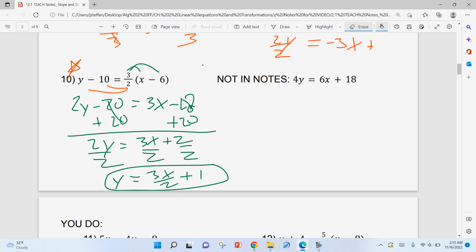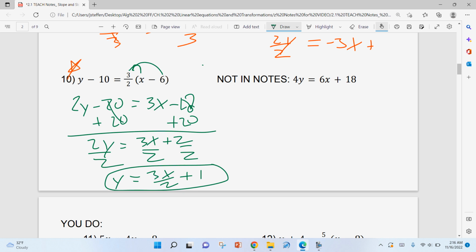You're going to be getting y is equal to 3x over 2 plus 1. Now, another way to do this, if you are good with fractions or if you want to use a fraction button in your calculator, rather than doing that trick, you could literally just distribute 3 over 2 to the x, and then 3 over 2 times the negative 6. You could do that. I don't like to do that because I don't like fractions. I didn't have a fraction button in my calculator when I was in high school, and so I just always did it the other way.